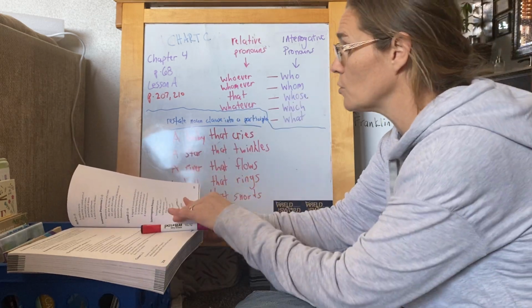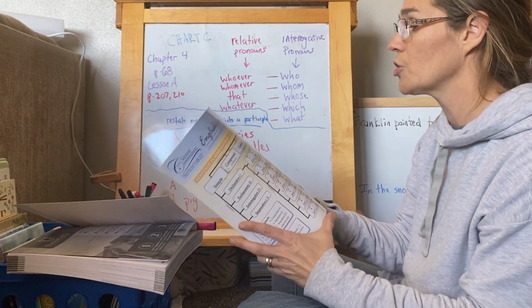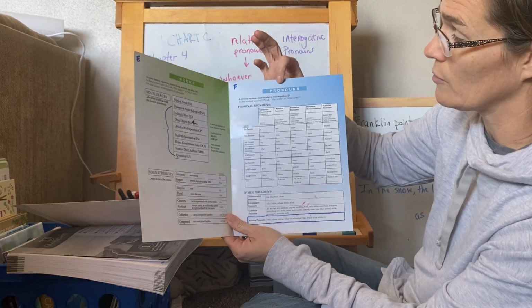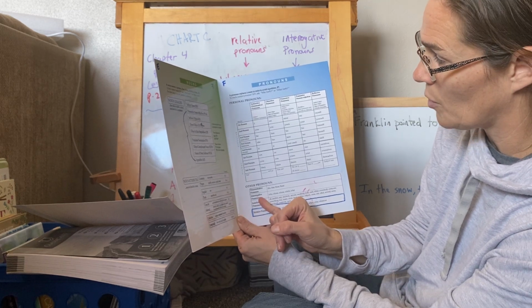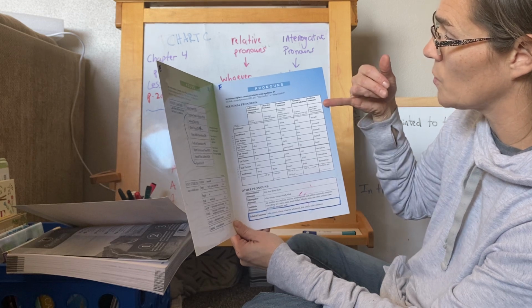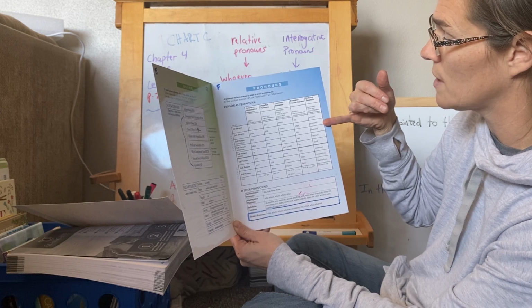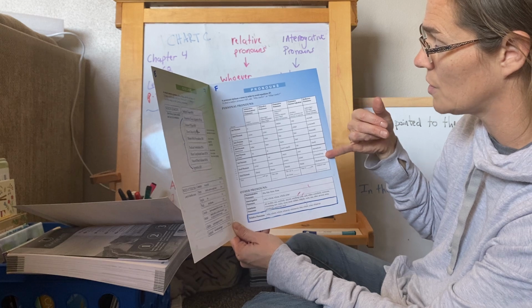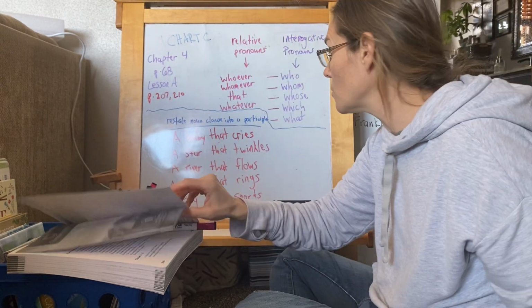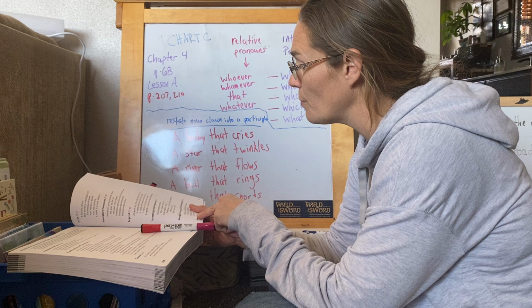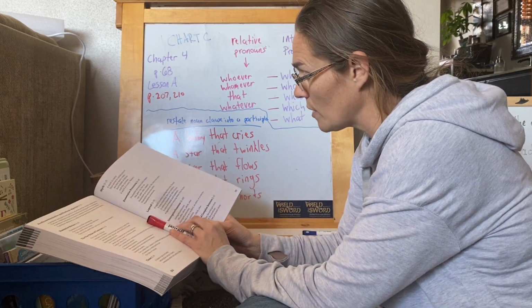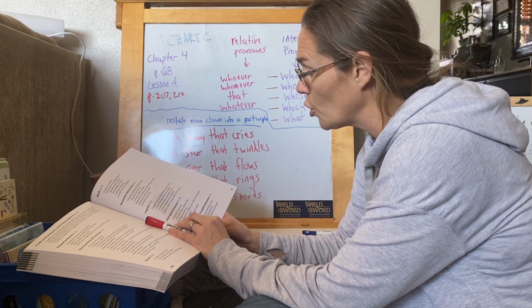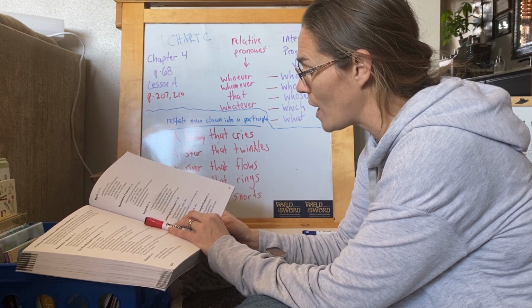So first I want to show you chart F. Again, this is our pronoun chart. We're talking about the relative pronouns down here and the interrogative pronouns, okay? And remember from last week we had reflexive pronouns: myself, yourself, himself, herself, itself, ourselves, yourselves, themselves. So let's turn to page 207, and it's the interrogative pronouns: who, whose, whom, which, what.